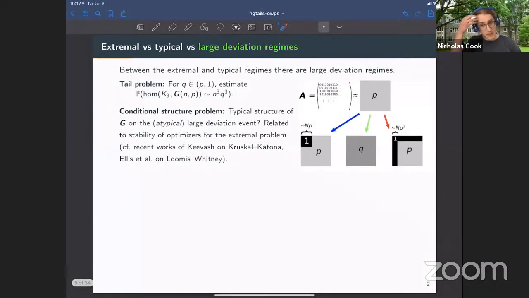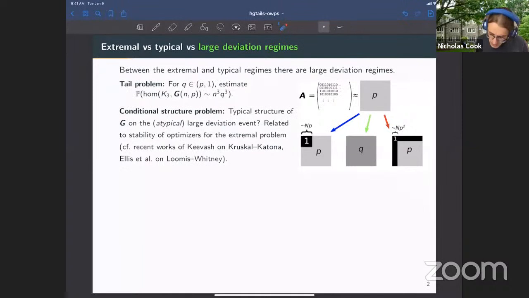Okay, so in between these two regimes, we have the large deviations regimes, and there are two sorts of problems that Amir was talking about. One is to get precise asymptotics for the tail, so you have a probability of deviating to something below what you have from the extremal bounds, but away from the typical. A more refined type of question is to understand what your structure looks like when you condition on this tail event.